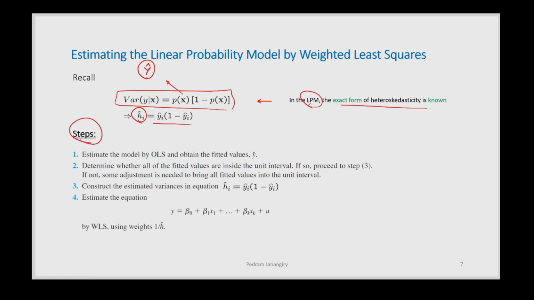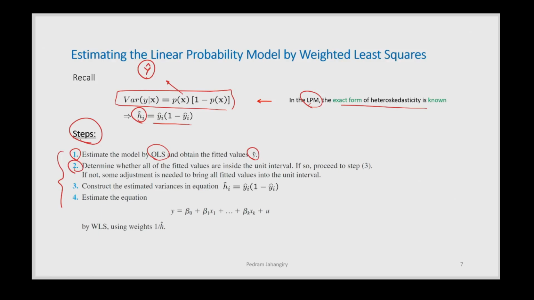Okay, so there are some algorithms. You just stick to the steps and then you do the process. It's very straightforward. So what are the steps? Estimate the model by OLS and save the fitted values, your y hat. Why? Because I need the y hat to construct the h. Okay, so that's step number 1.